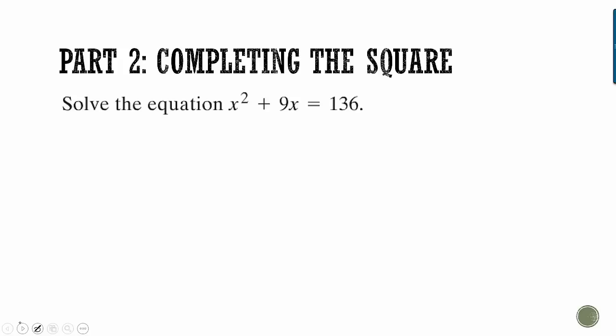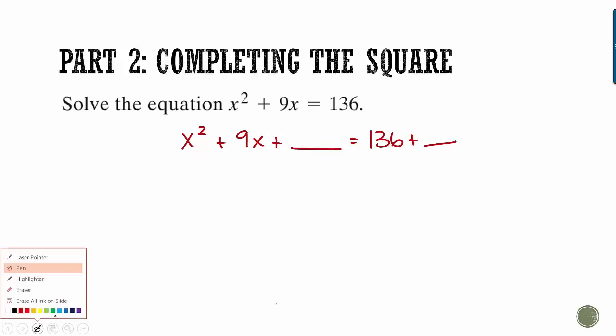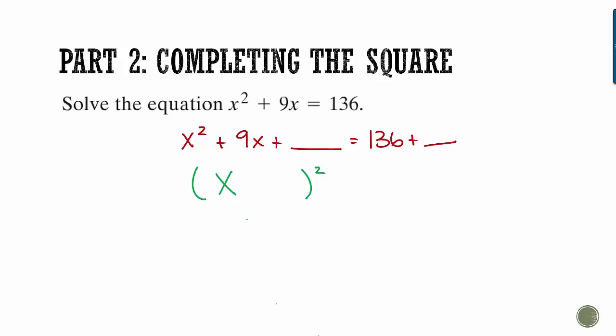So let's try another. Solve this equation. I'm going to set it up, give myself a blank, and then I have to make this a perfect square. I kind of like to cheat and do two things at once. I have to cut this in half, so I get 9 halves, or you can write it as 4.5 if that makes you happy.